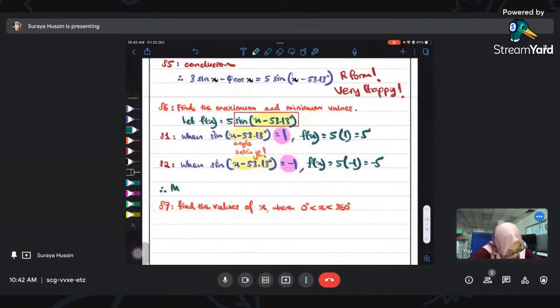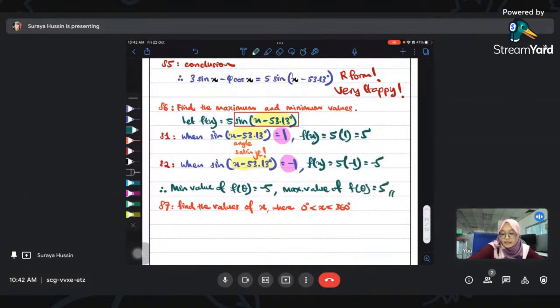The minimum value of f theta is negative 5, while the maximum value of f theta is equal to 5. Just like that. Buat conclusion, mana satu yang minimum value, mana satu yang maximum value. So itulah yang kita dah step 6, kita dah menjawab which one is the minimum value. So minimum value is negative 5 and the maximum value is positive 5. Tada, easy.